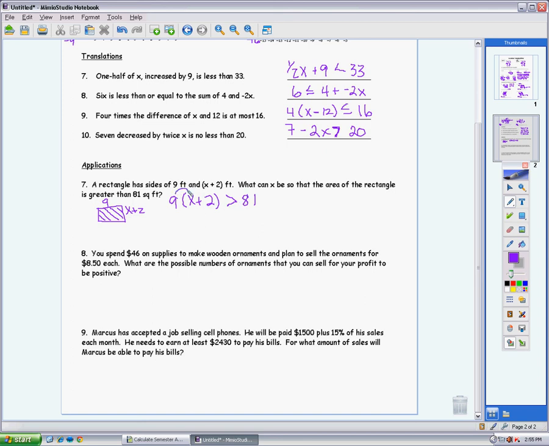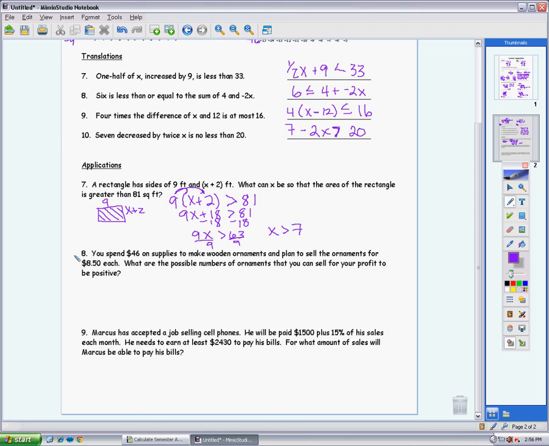So I'm going to distribute. I get 9x plus 18 is greater than 81. I would need to subtract 18. And I get 9x is greater than 63. Then I would divide by 9, and x is greater than 7. So anything greater than 7 would work in this problem.